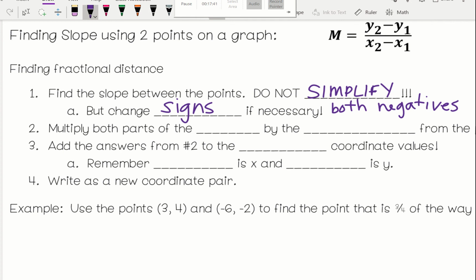Number 2, multiply both parts of the slope by the fraction from the problem. Okay, that should sound similar to how we did fractional distance before. We found the distance first and then we multiplied by the fraction. This one you're just finding slope and then multiplying by the fraction. And both parts of the slope, you're going to multiply the top part by the fraction, the bottom part by the fraction. Okay. Number 3, add the answers from number 2 to the leftmost coordinate value.